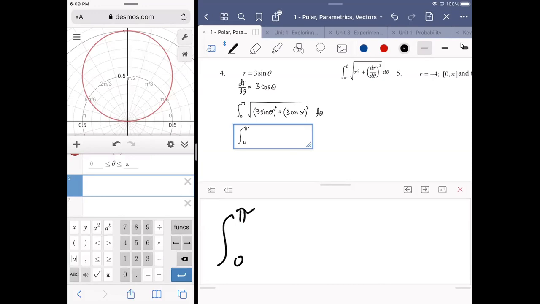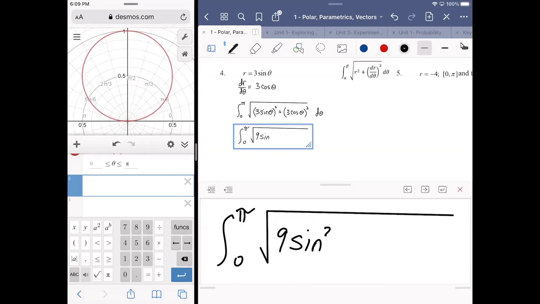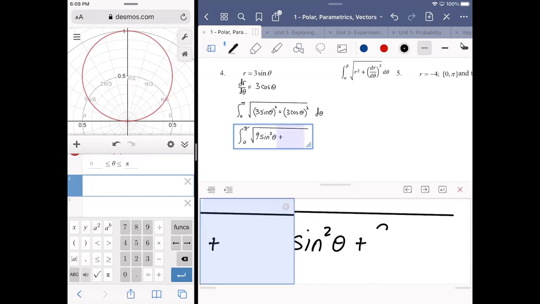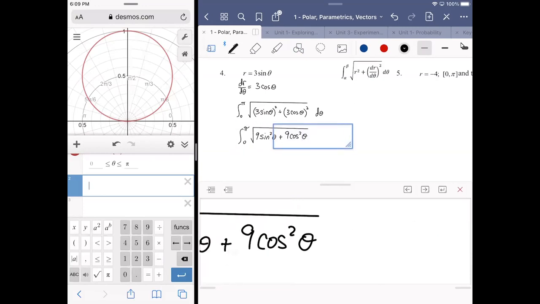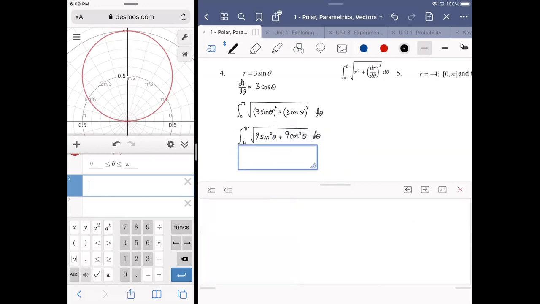So I can clean this up a little bit. The radical's still there, but if I square each quantity, I'm looking at 9 sine squared theta plus 9 cosine squared theta, the whole thing d theta. I have a common 9 that can be factored out. So I can take it out of the whole thing, right out of the integral. But you could also leave it in the integral as a constant multiple if you want to. It doesn't make a difference.